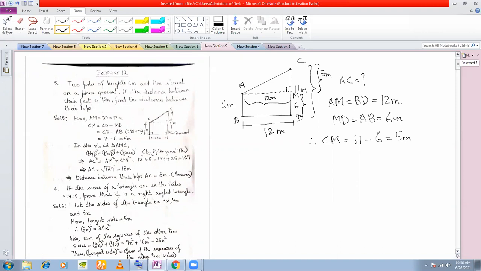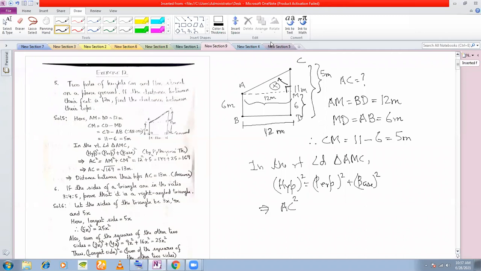You know this length to be 5 meters. You know this length to be 12 meters. And this is the right angle triangle, right? So in the right angle triangle AMC, which one is the hypotenuse? This is the right angle, so this has to be the hypotenuse. Hypotenuse square is equal to perpendicular square plus base square. Hypotenuse here is AC. So AC square is equal to perpendicular. Perpendicular is this length here, right?